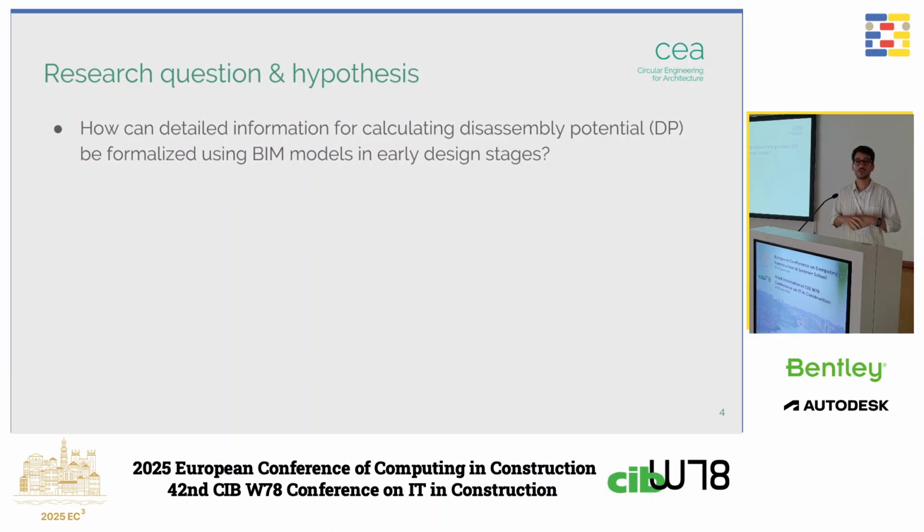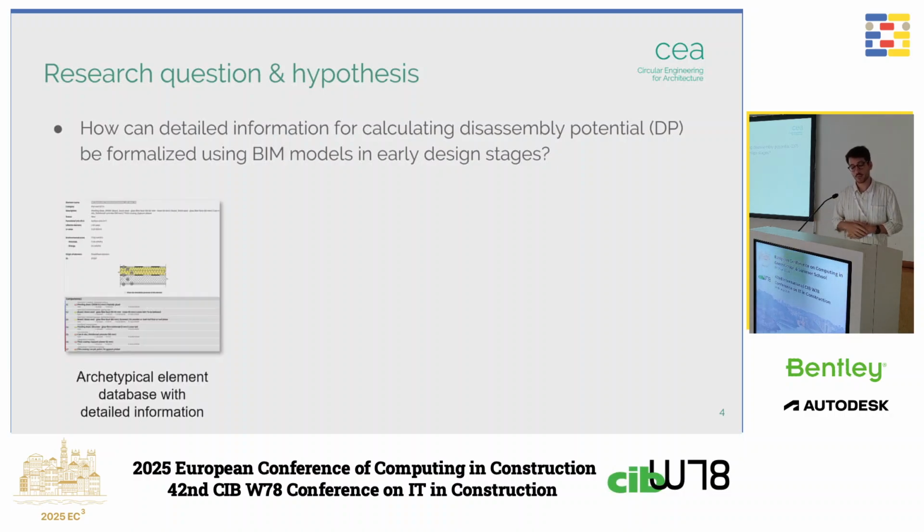So the research question I want to tackle in this conference paper is: how can detailed information for calculating disassembly potential be formalized using BIM models in early design stages? So how can we enable architects and planners to automatically get first results on these assessments and then optimize the results by making smarter or better decisions regarding disassembly?